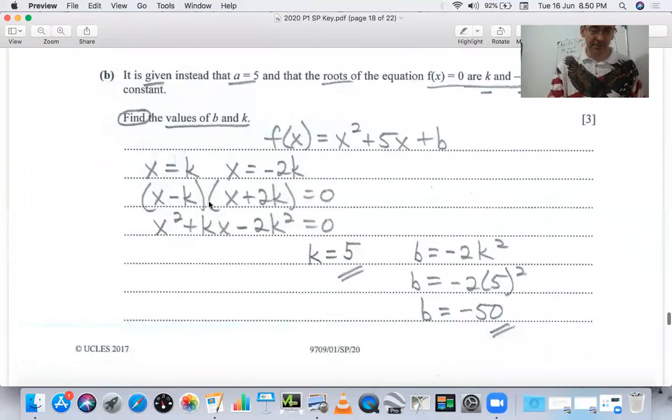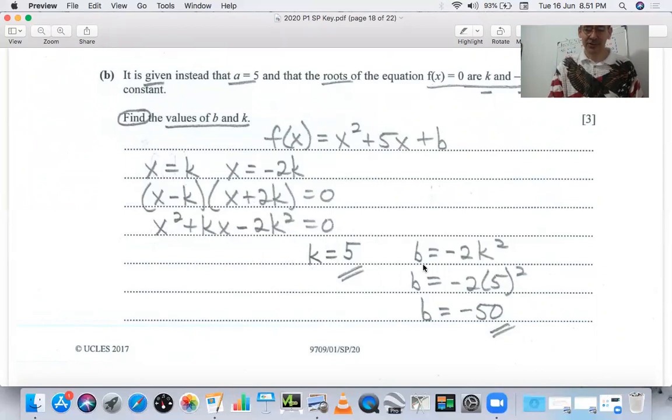Then do the binomial expansion here. X times x is x squared. A positive 2k times x is positive 2kx, minus kx is positive kx, and a negative k times 2k is a -2k squared. That equals 0. Now what I'm doing is equating coefficients. So here's x squared and x squared. Here's 5x and kx. That means the 5 has to be the k, equating coefficients. So this 5 and this k are in the same position. So k equals 5.